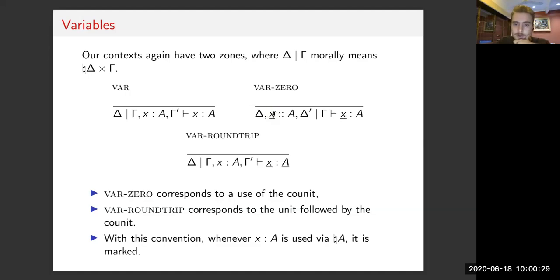What I've got written over here, I've also got underlined just to remind us that whenever we use this, we have to use it underlined. But now we have a third variable rule, because whenever we have an ordinary assumption, we should be able to use it via the round trip on natural. This rule corresponds first to the projection to A, then the map to natural A, and then back to A.